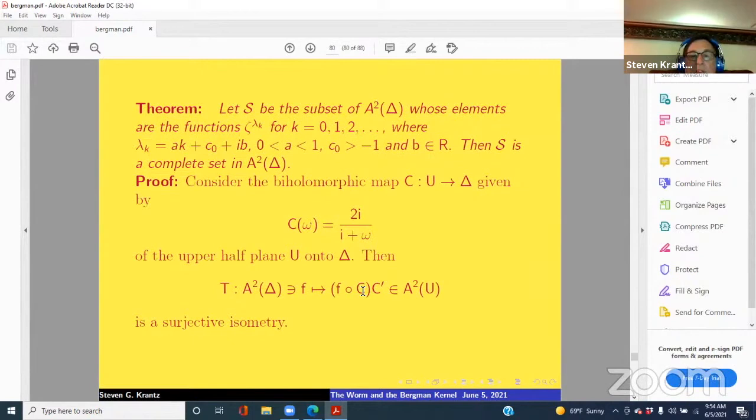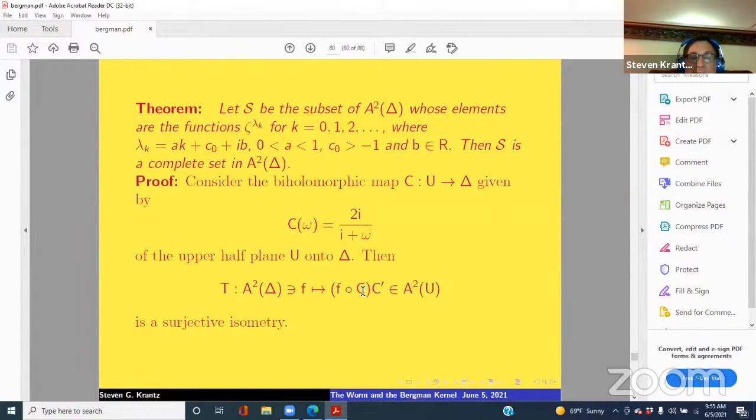Theorem: let S be the subset of A2 of the disk whose elements are the functions zeta to the lambda k for k equals 0, 1, 2, and so on, where lambda k equals ak plus c naught plus ib, a is between 0 and 1, c naught is bigger than minus 1, and b is in R. Then S is a complete set in A2 of the disk. So we'll say a few words about the proof. C from U to the disk, where U is the upper half plane, and the biholomorphic mapping from the upper half plane to this particular disk is 2i over (i plus w plus omega).